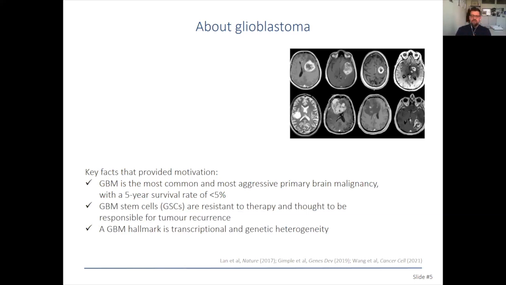So for this study, we will be almost exclusively using stem cells derived from the primary tumors of patients. These are known to be the most resistant compartment of the tumor to therapy, and also the initiators of tumor recurrence. And what is known to me, for example, as a non-cancer biologist, the hallmark of glioblastoma has always been its incredible transcriptional and genetic heterogeneity.